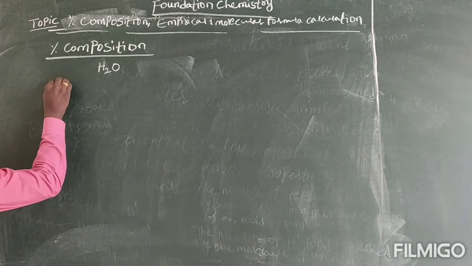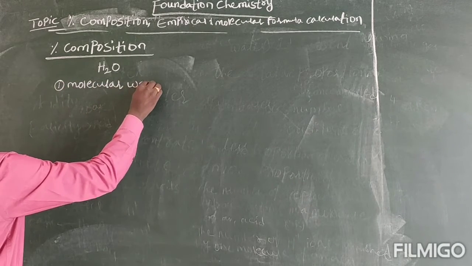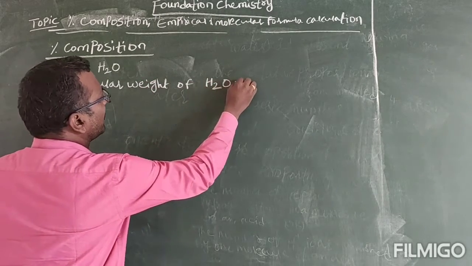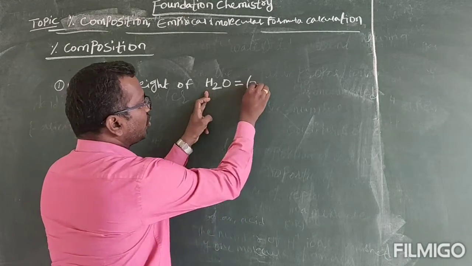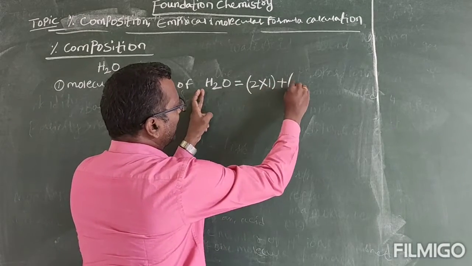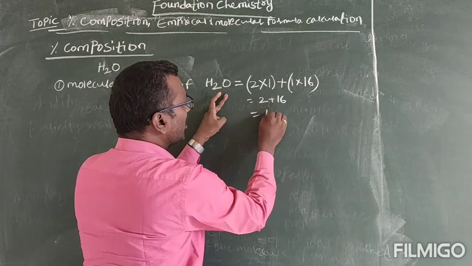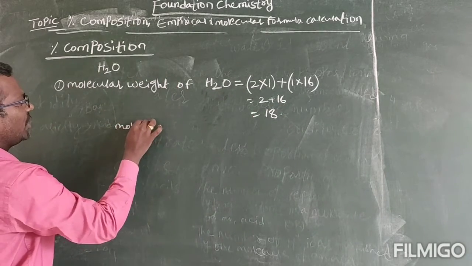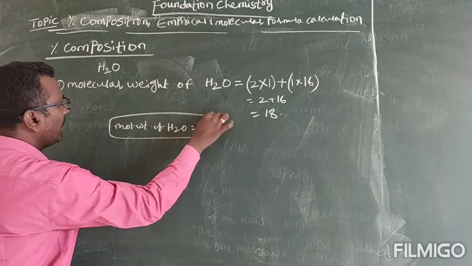First you have to calculate the molecular weight of H2O. How will you calculate it? How many atoms of hydrogen are given? 2, into the atomic weight of hydrogen, which is 1, plus 1 into 16. So it is 2 plus 16, total 18. So the molecular weight of water is 18.